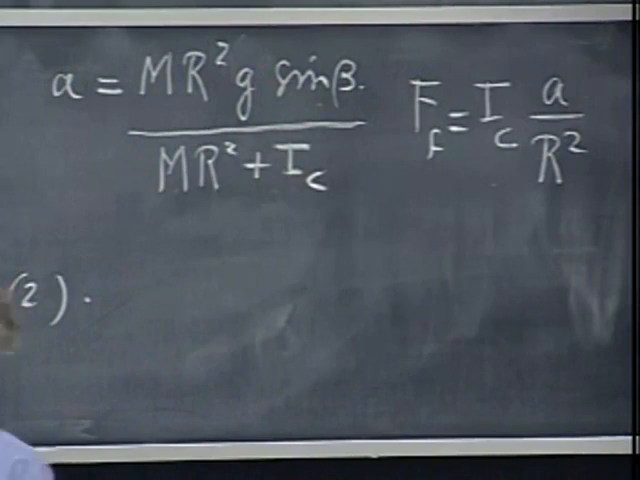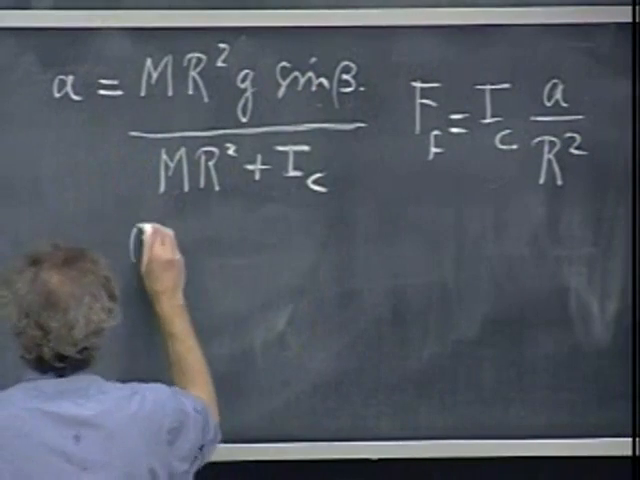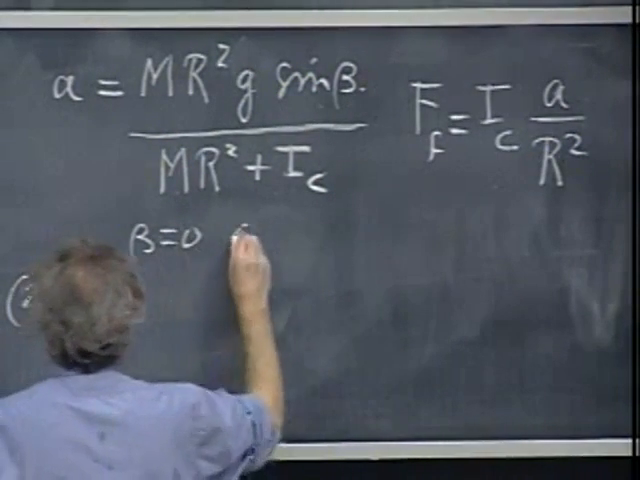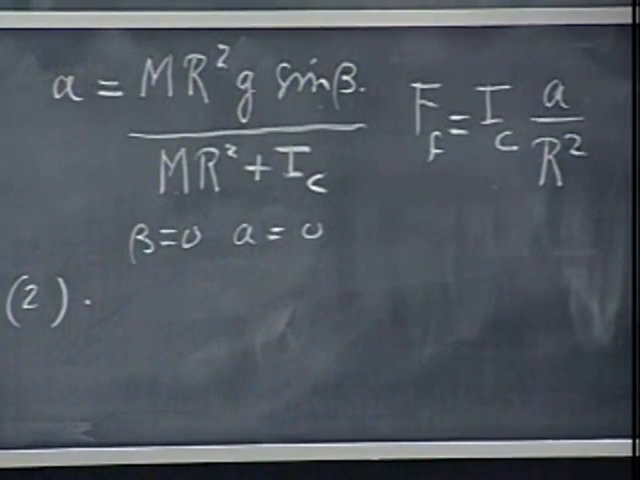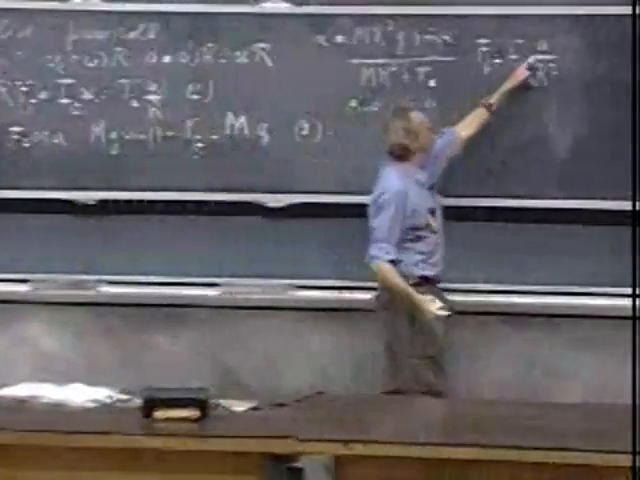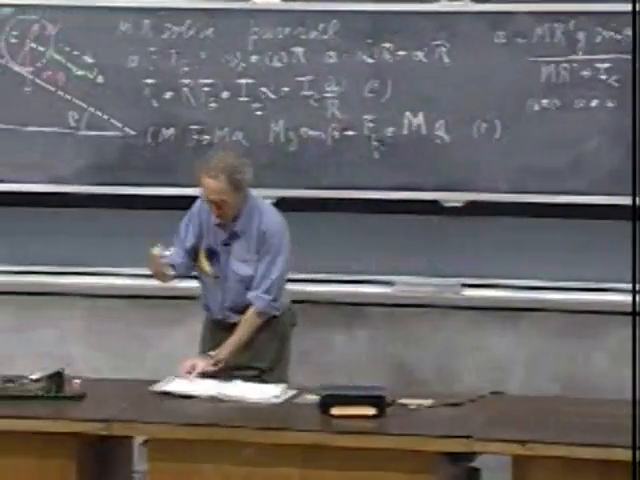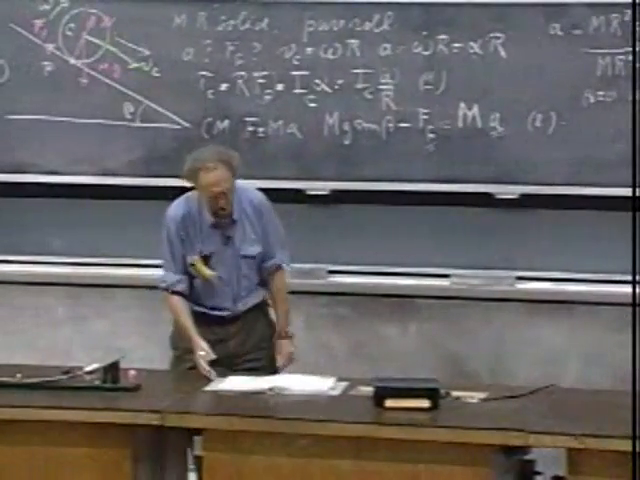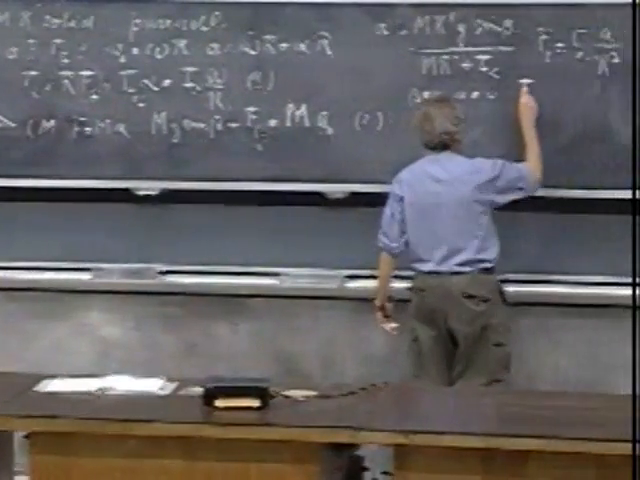Let's first take a look at beta related to A. Notice when beta equals 0, that A equals 0. It better be. If there is no slope, there cannot be any acceleration. Notice if A equals 0, that the frictional force is also 0. It better be. So that is an easy check that you can do, an internal consistency check.